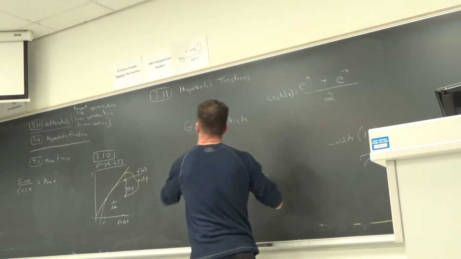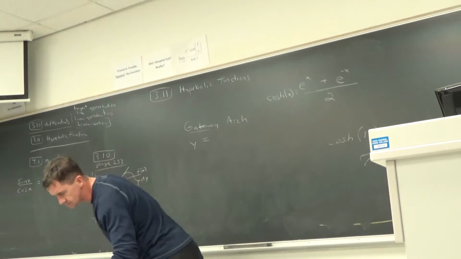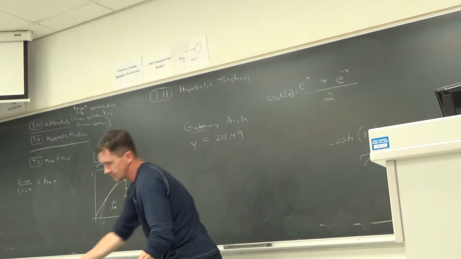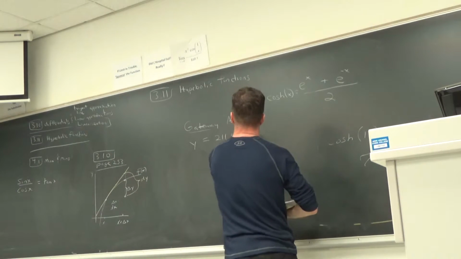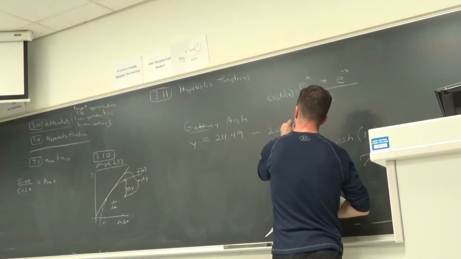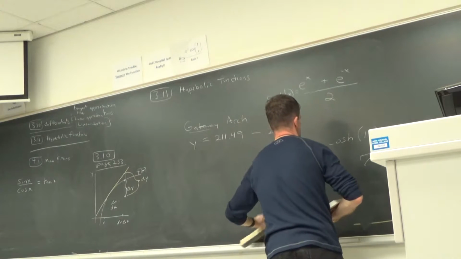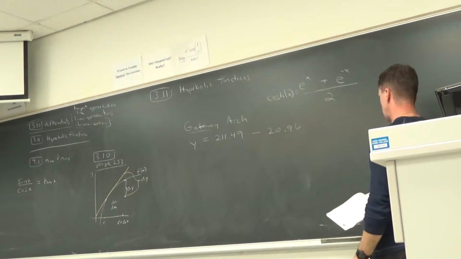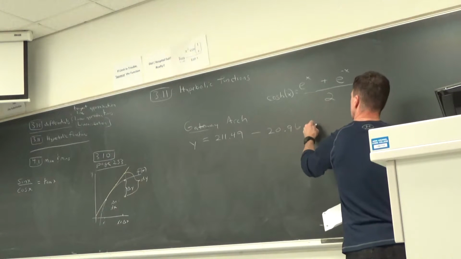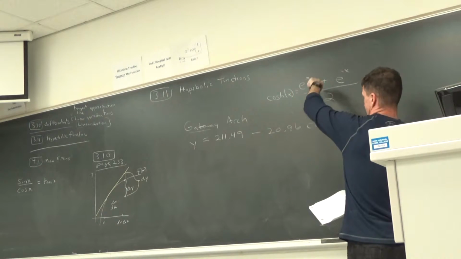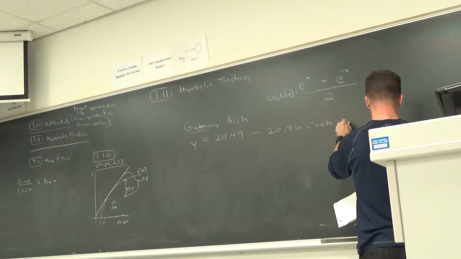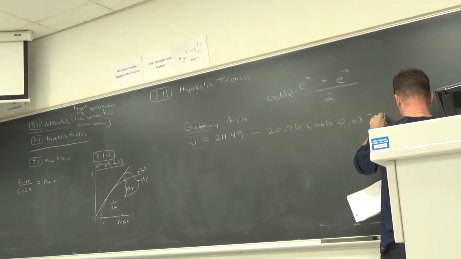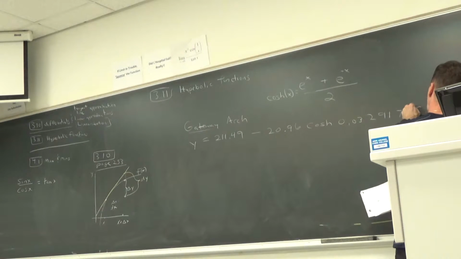All right, here we go. y equals 211.49 minus 20.96. Boy, they're never neat numbers, are they? Gosh. So tell me this then. 0.03291765x.